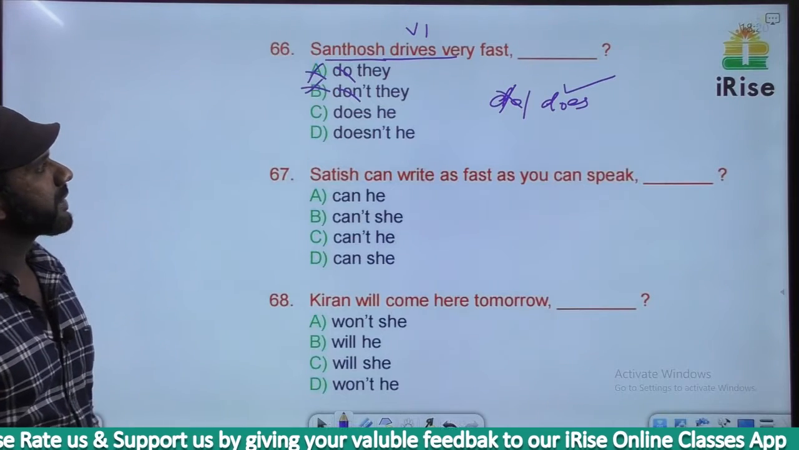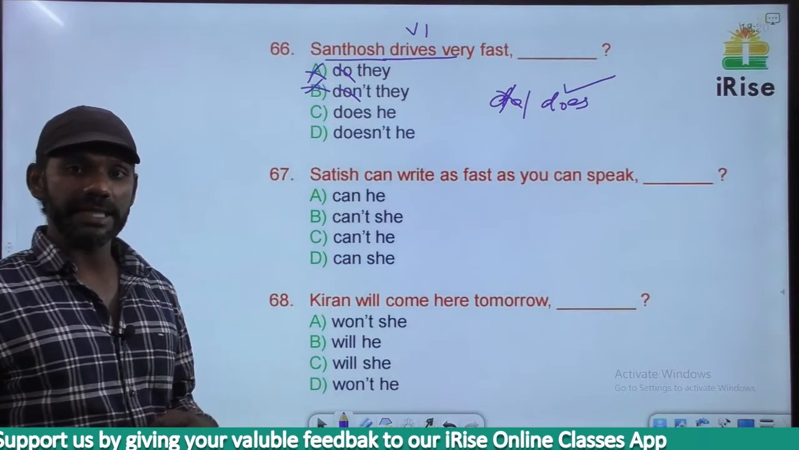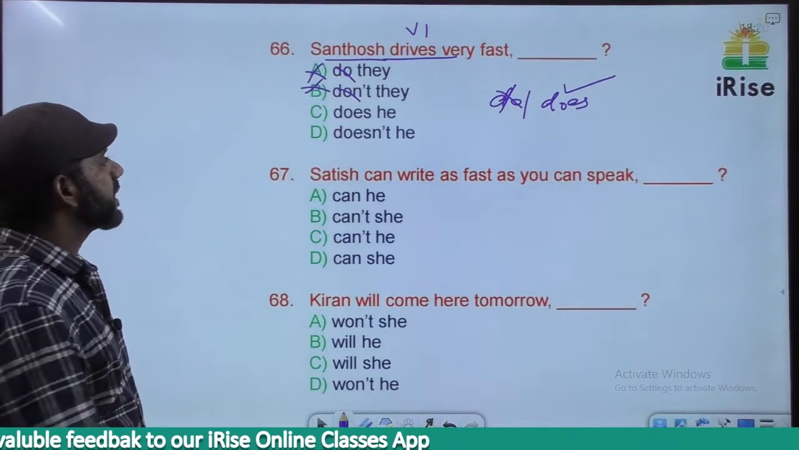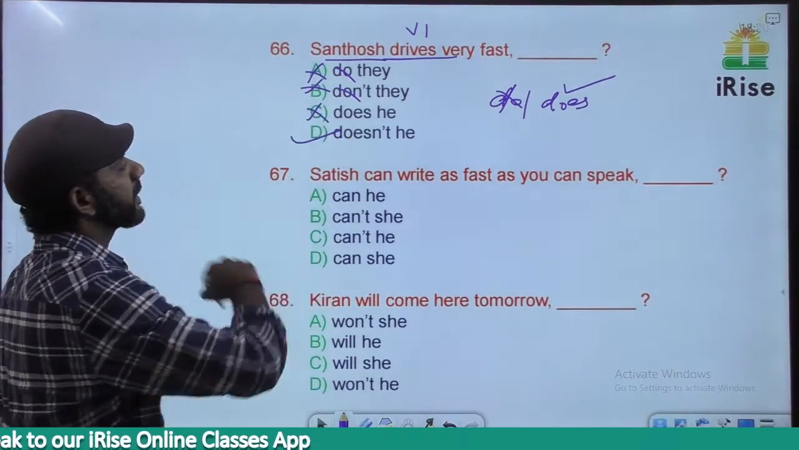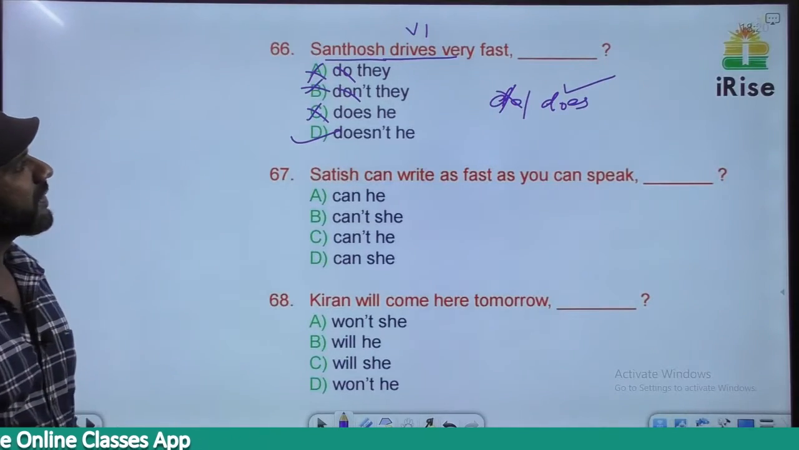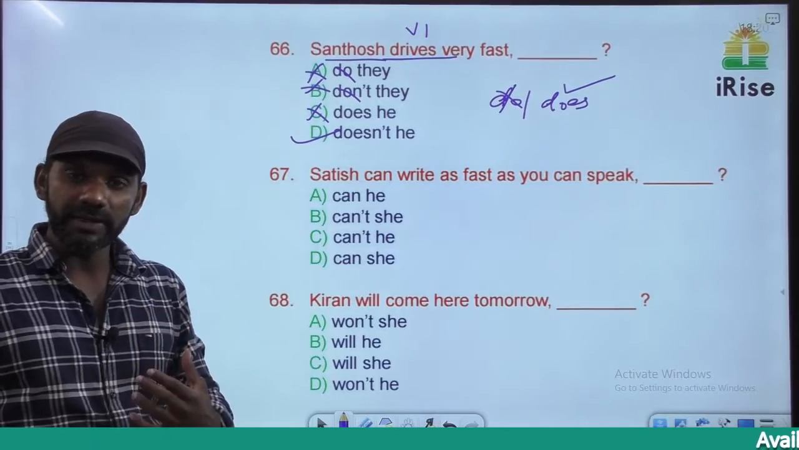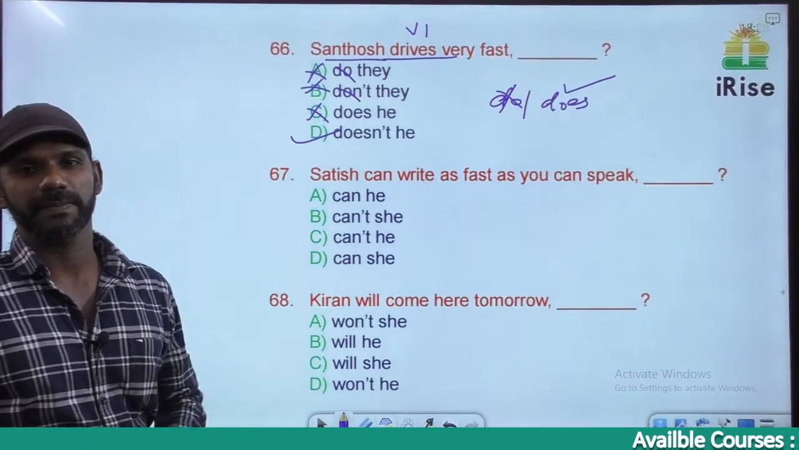No negative term in the sentence. In the tag there must be a negative term. Does not, short form is doesn't. The subject is he, so it must be doesn't he. Santosh drives very fast, doesn't he? That means, doesn't he drive very fast? That's the meaning.